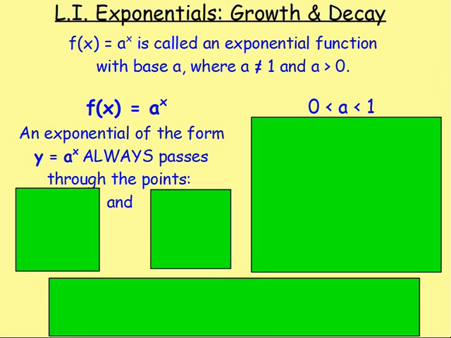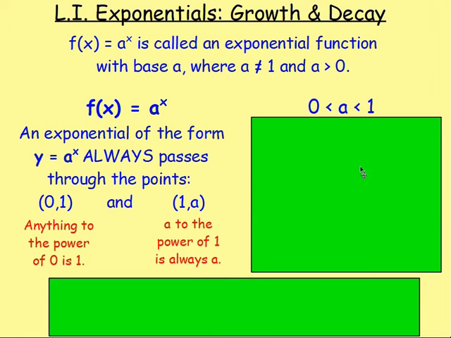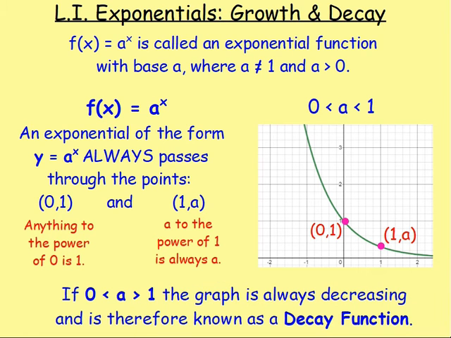However, say we mixed that up and a was not bigger than 1. Say a was between 0 and 1. What would that look like? Well, again, it would always pass through those 2 points, 0, 1 and 1, a, but it wouldn't be increasing each time, it would be decreasing. So you would have something that looks like that. Again, you've still got those 2 points. So it wouldn't be a growth function, it wouldn't be increasing, it would be known as a decaying function.